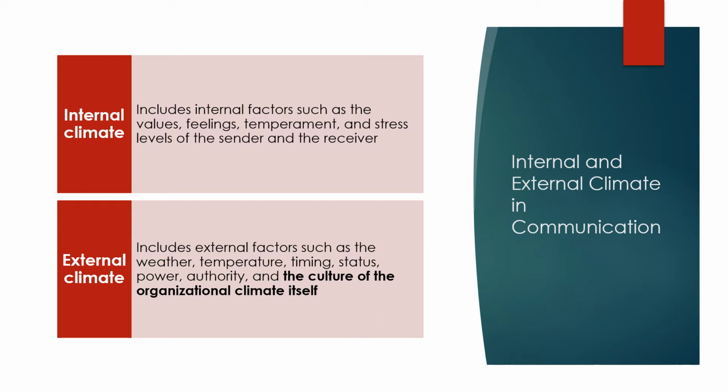So let's look at internal and external climate communication. We can define internal communication that includes the values, feelings, temperament, and stress levels of the sender and of the receiver. Remember, they both have that internal climate. The external climate includes status, power, and authority as barriers to manager-subordinate communication. Both the sender and receiver need to be very sensitive to the internal and external climates because the perception of the message could be altered depending on the climate that exists when the message was sent or received.